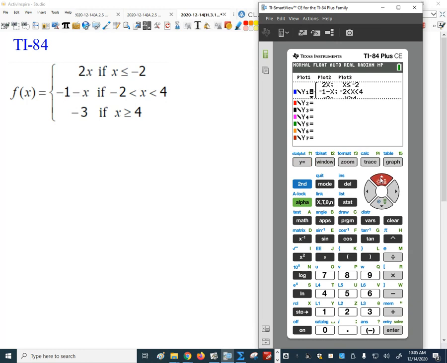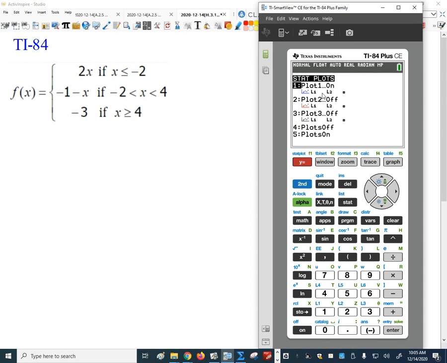I think if I go up to plot 1, I have to set up plot 1. So I'll go ahead and turn it on, but I have to set it up. So I'll go second stat plot, and plot 1, it's on. I want it to be a scatter plot, L1 and L2, okay?